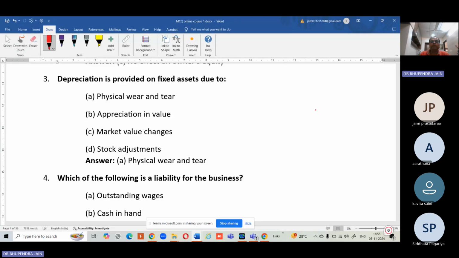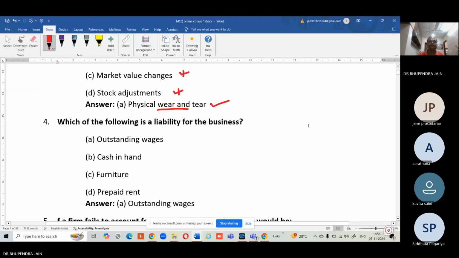Depreciation is provided on fixed assets due to, why is depreciation charged? Depreciation is charged due to physical wear and tear. The reduction in the value of an asset, the depletion in the value of an asset, this is called depreciation. So not appreciation in value, this is not possible. Market value change, this is not possible. Stock adjustment is not possible. So the correct answer is physical wear and tear.